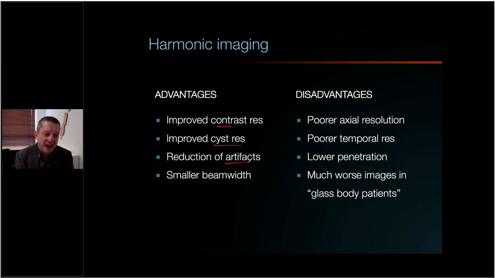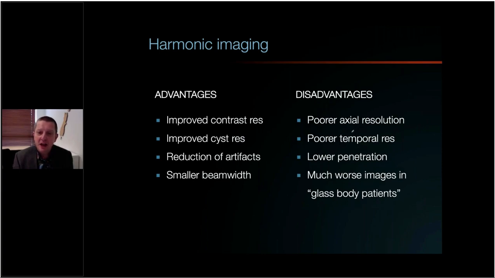These are the predominant artifacts that contaminate cystic structures when we do transabdominal imaging. And because of the smaller beam width, we have better lateral as well as elevational resolution. And by elevational resolution, I mean slice thickness. Now let's have a look at the disadvantages.